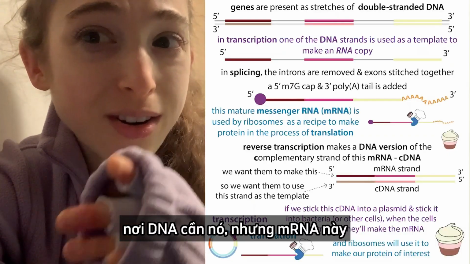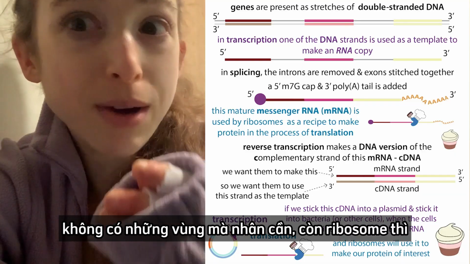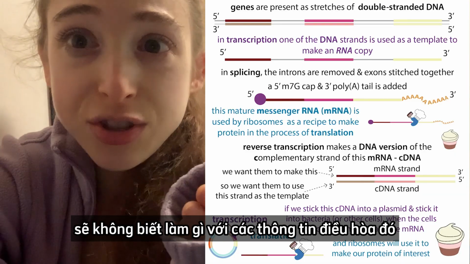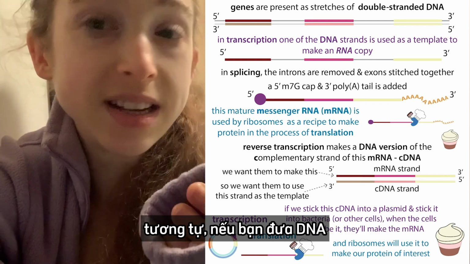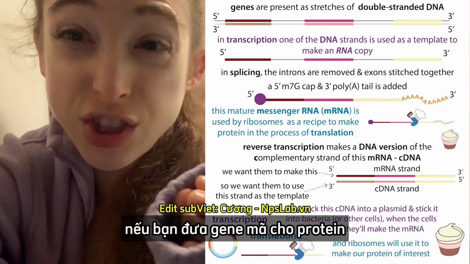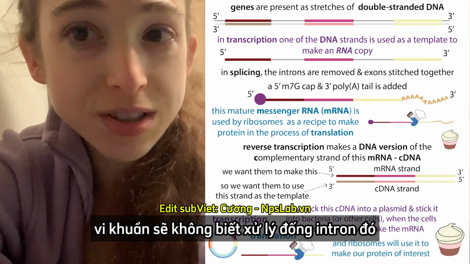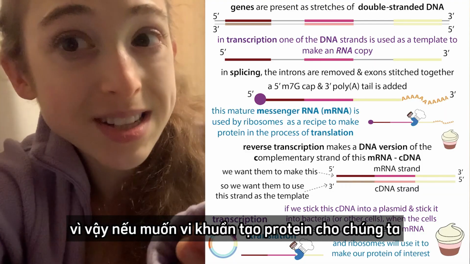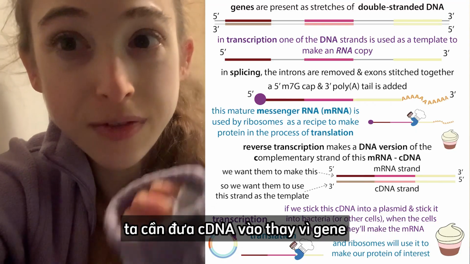But this messenger RNA doesn't have those regions that the nucleus needs, but the ribosomes, the protein-making machinery, don't need. And the ribosomes wouldn't know what to do with that regulatory information. And similarly, if you were to stick the gene for making a protein into something like bacteria, bacteria wouldn't know what to do with all those introns. It's not going to be able to process it. And so if we want to get bacteria to make a protein for us, we want to stick in the cDNA rather than the gene.